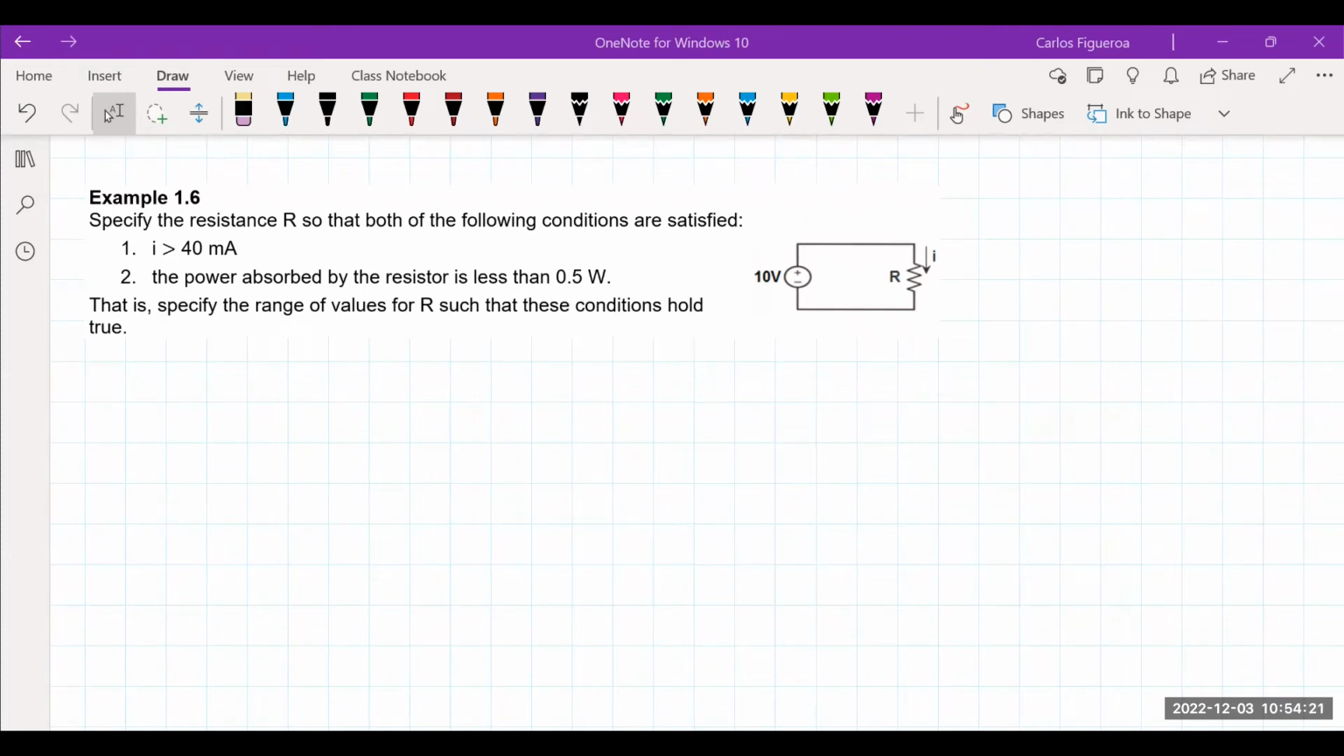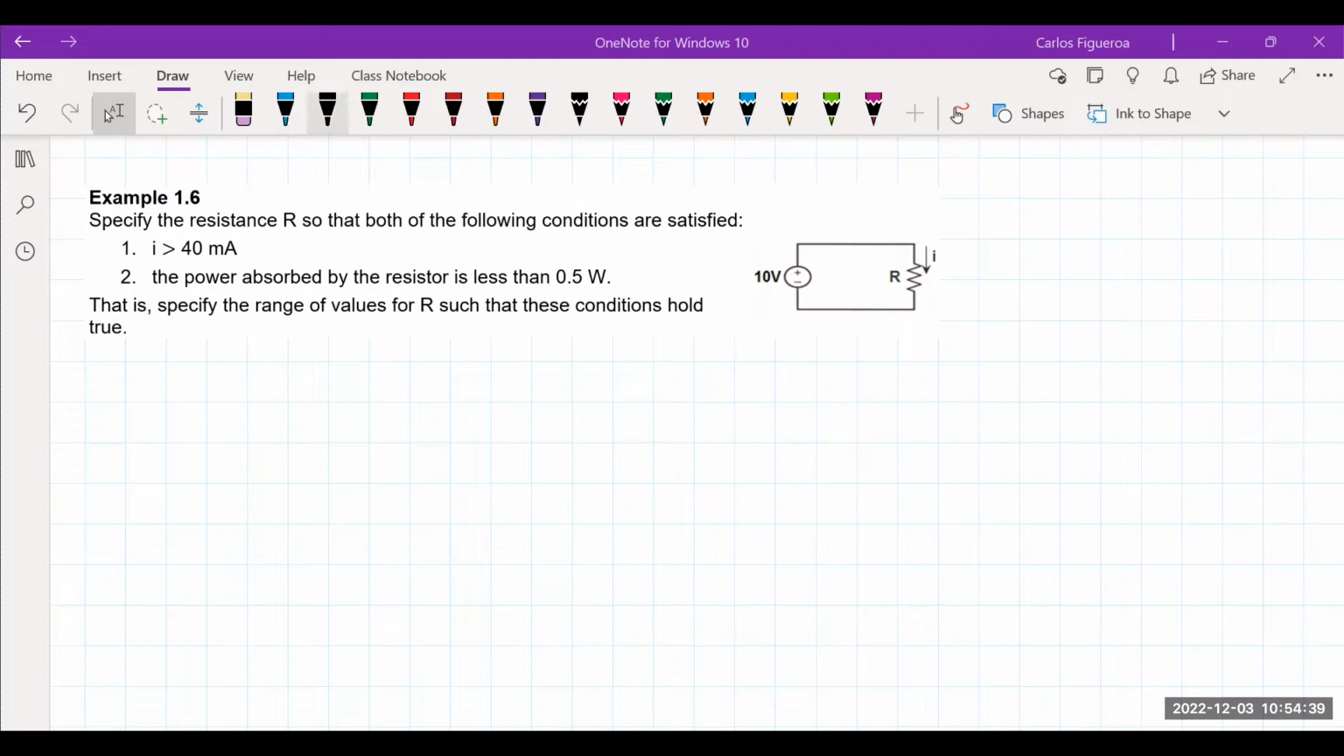Example 1.6. Specify the resistance so that both of the following conditions are satisfied. One, the current has to be greater than 40 milliamps. Two, the power absorbed by the resistor is less than half a watt.